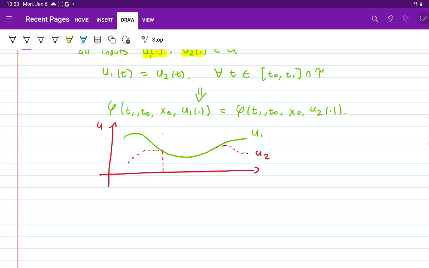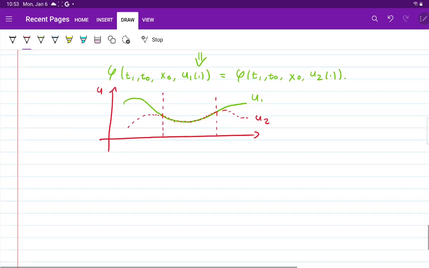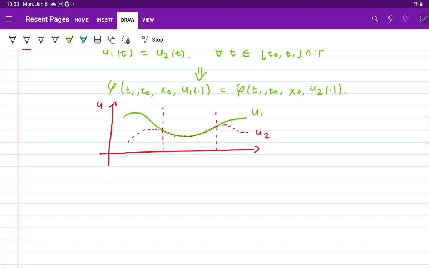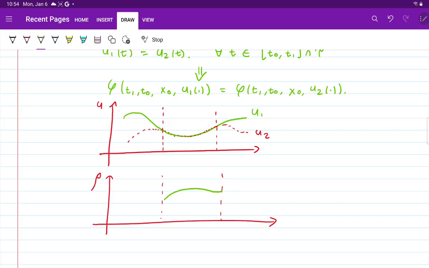Right? So it's kind of clear that on this time interval over here, these values of these signals kind of match up, right? So let me just make this clear. These two guys are doing the exact same thing on this time interval. All right? So what that means for the state is that if I plot out the state over here, what I'll see is that if this is how the state evolves due to input U1, then input U2 will need to do the same. All right?